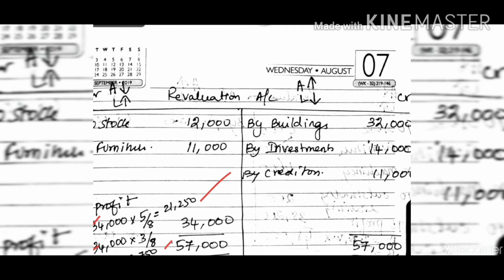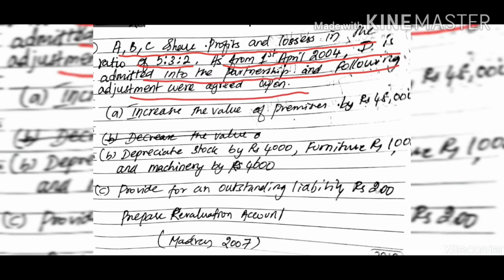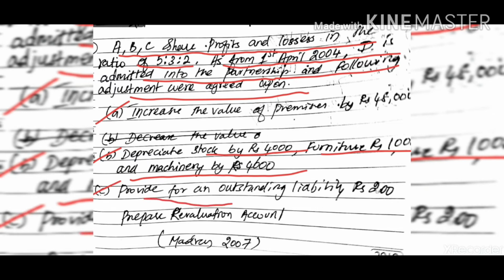Let us see one more problem on the revaluation account. A, B and C share the profits and losses in the ratio 5:3:2. As from 1st April 2004, D is admitted into partnership and the following adjustments were agreed upon. Number 1, increase the value of premises by 48,000. Number 2, depreciate stock by 4,000, furniture by 1,000, machinery by 4,600. Number 3, provide an outstanding liability of 200. Prepare revaluation account. This particular question was asked in the year 2007.